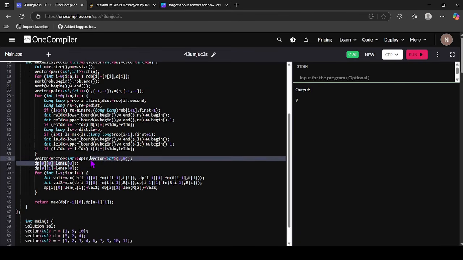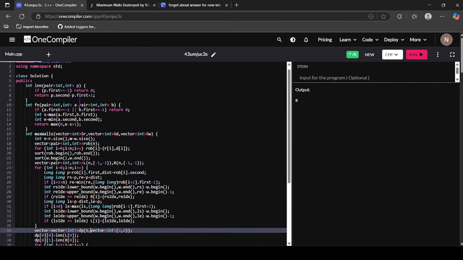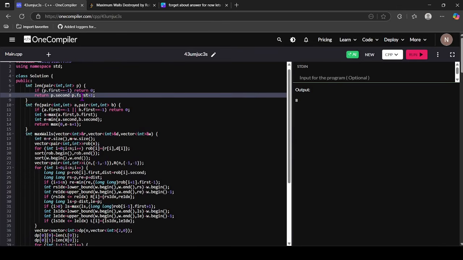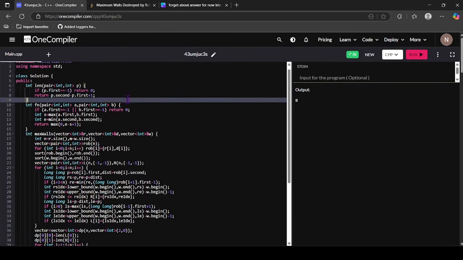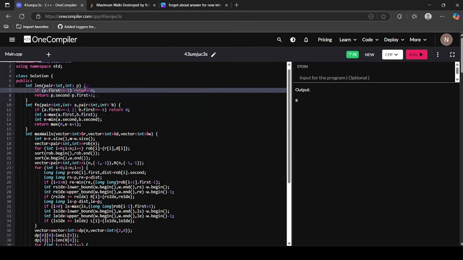And then simply dp. So we have two other functions, where length is the number of walls affected, which is simply the difference plus 1, and this is the overlapping one. So find the maximum of these both and return the range. So we discussed these both in code.